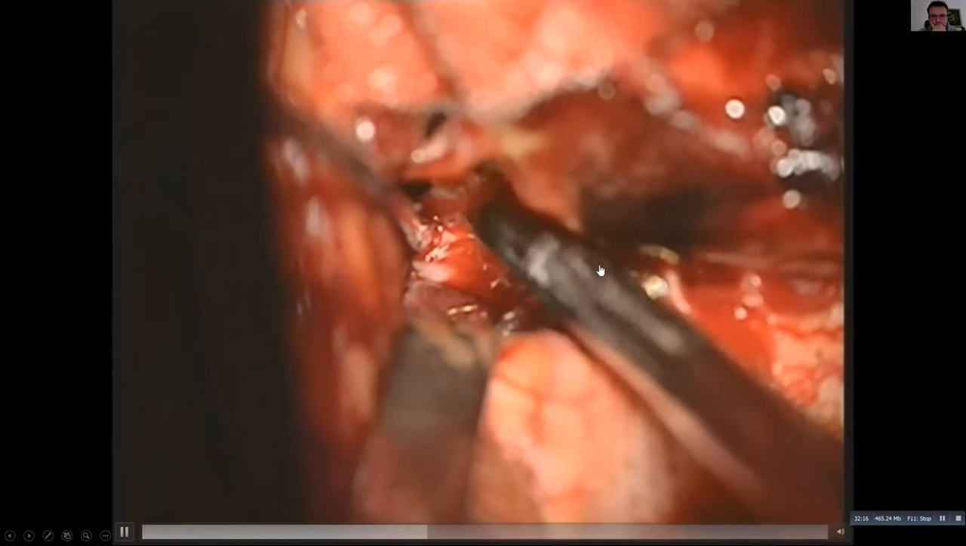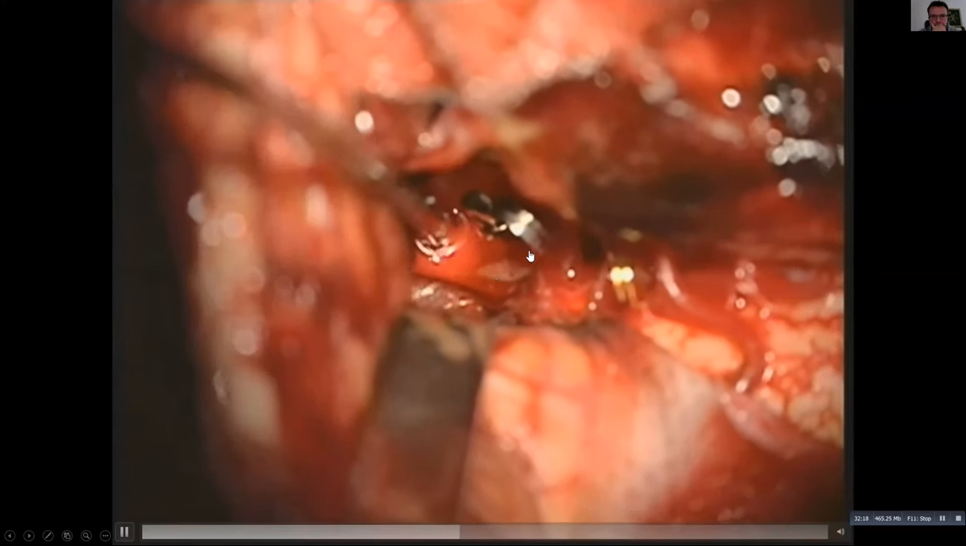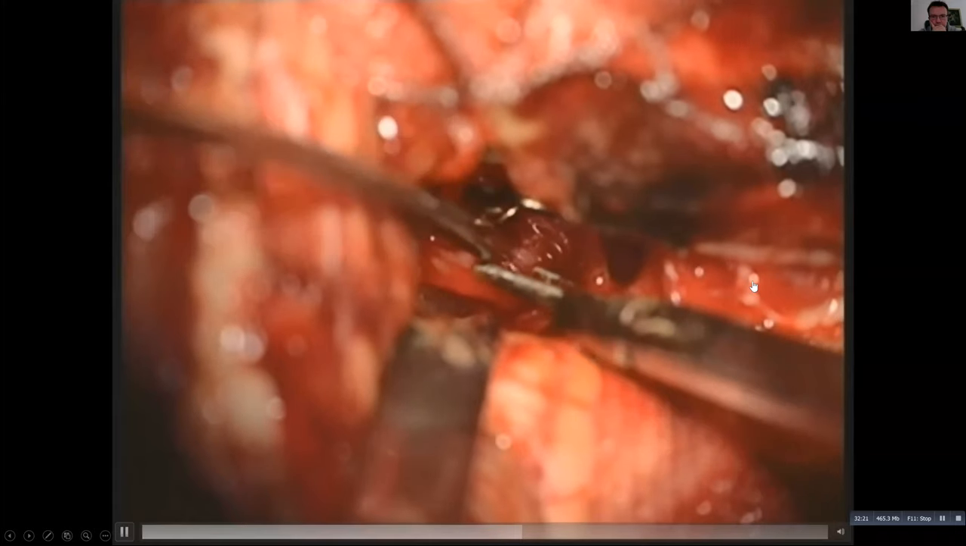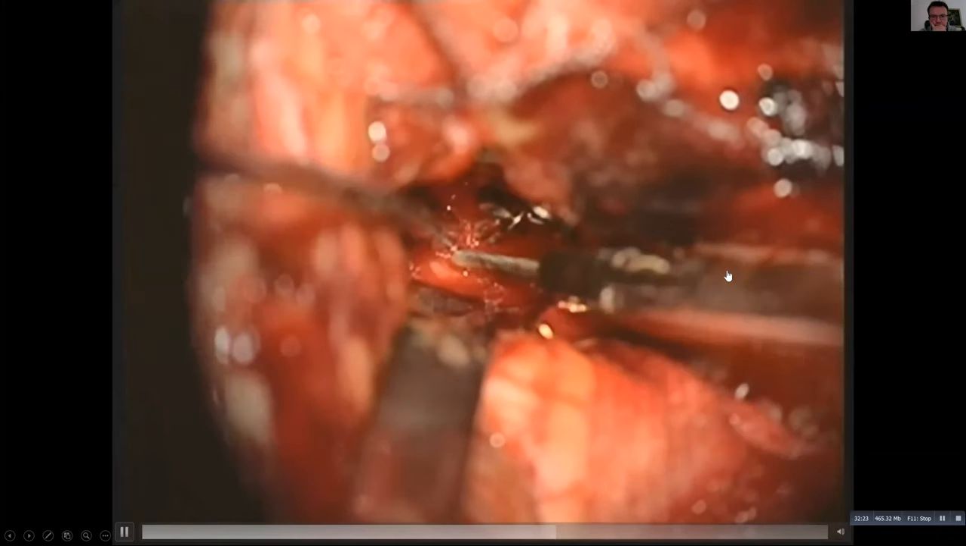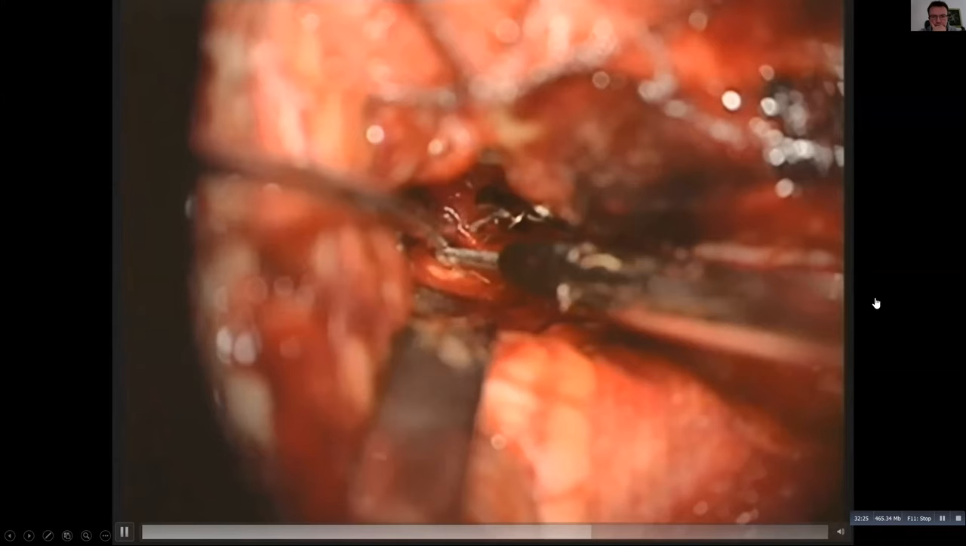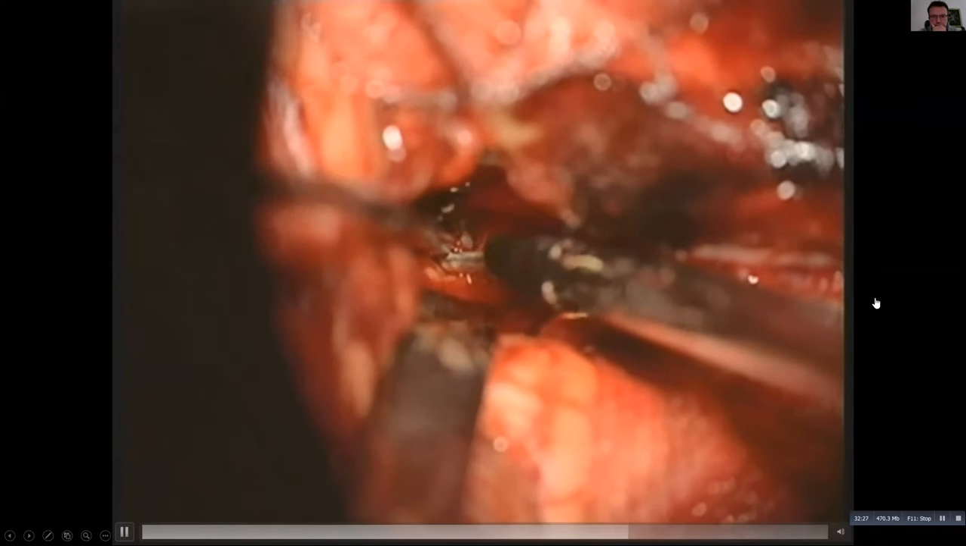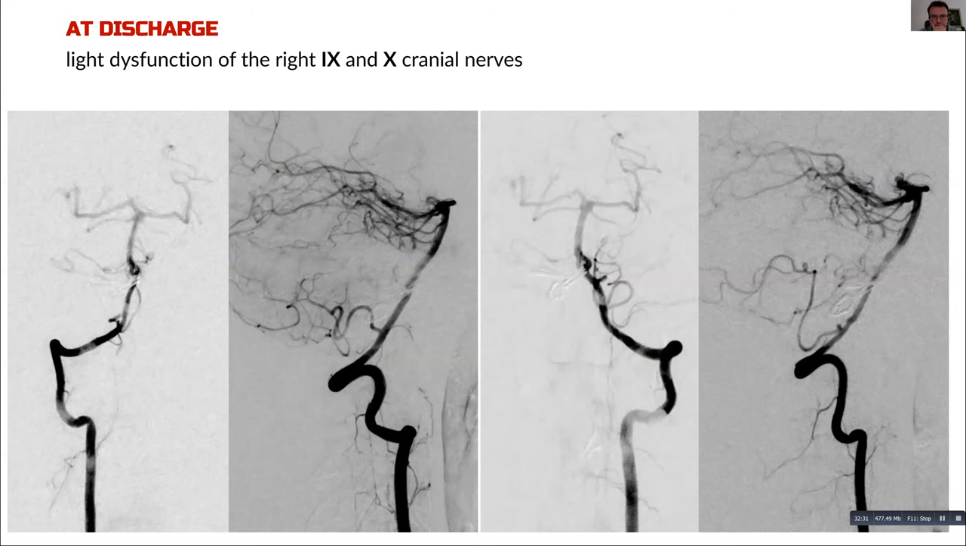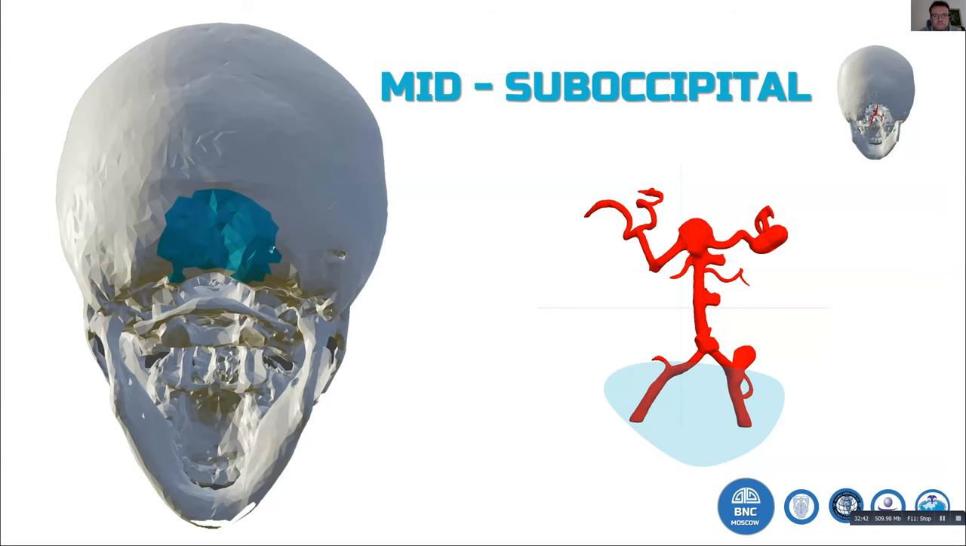So it ruptured from the first clips, but it's still okay because we can put one more clip on the neck. So here is the second clip, and it stopped bleeding. So the outcome angiographically is here. It's a total, it's a radical treatment. So the patient did well.